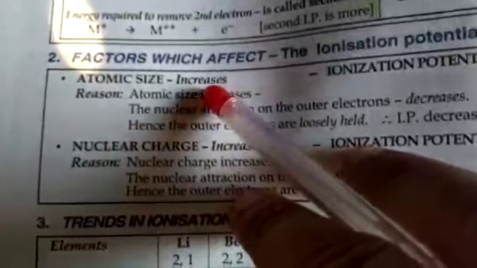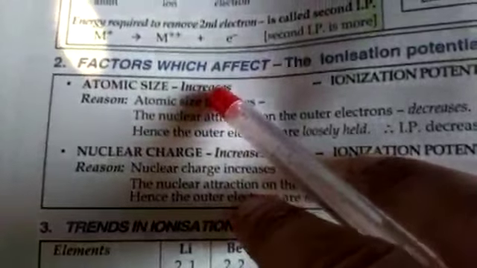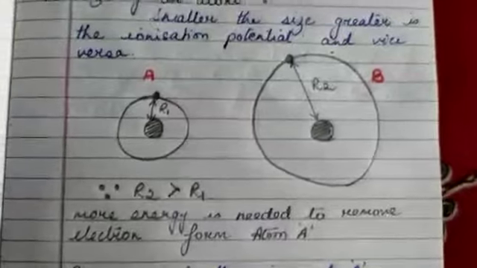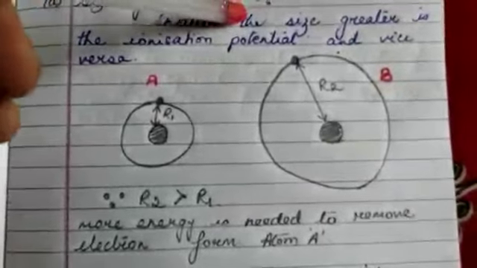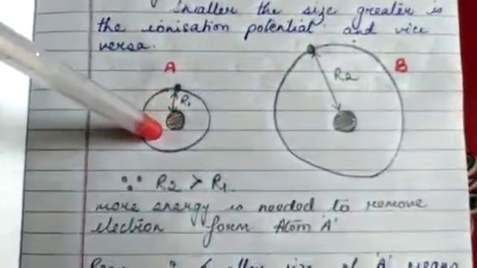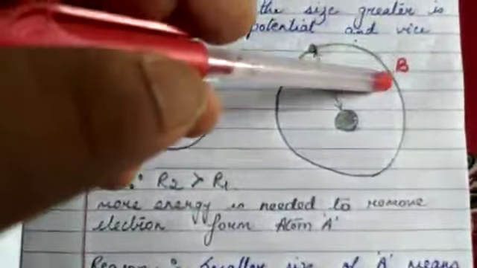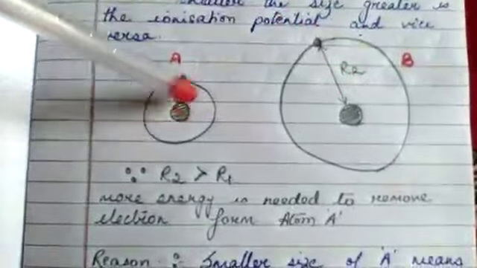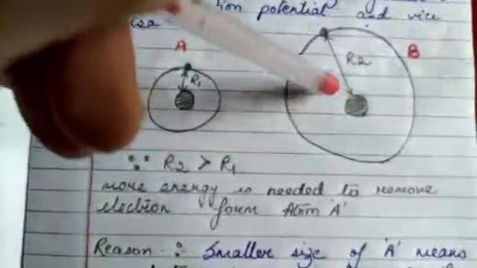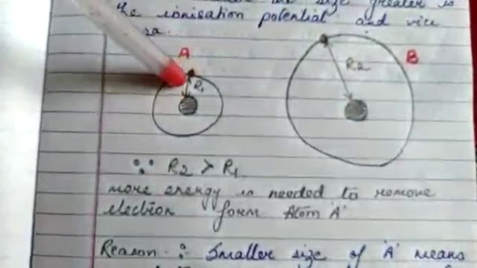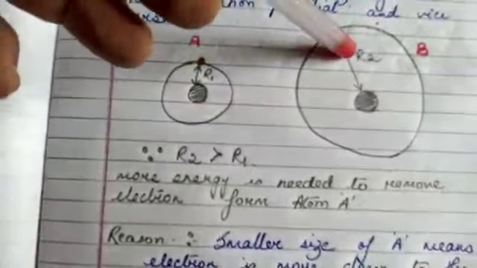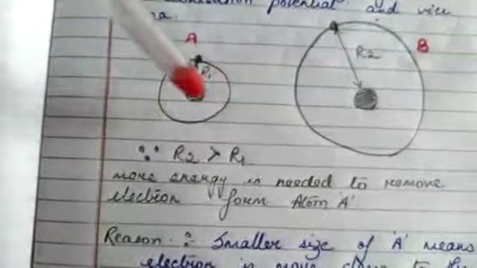Let's see for this case how atomic size influences ionization potential. Now in the present diagram you can see that there are two atoms once again, A and B. Atom A is of a smaller size and atom B is of a bigger size. How can we say? Here I have only drawn the outermost orbit. I have not drawn the inner orbits. But remember, the size of the atom is smaller in A and bigger in case of B.